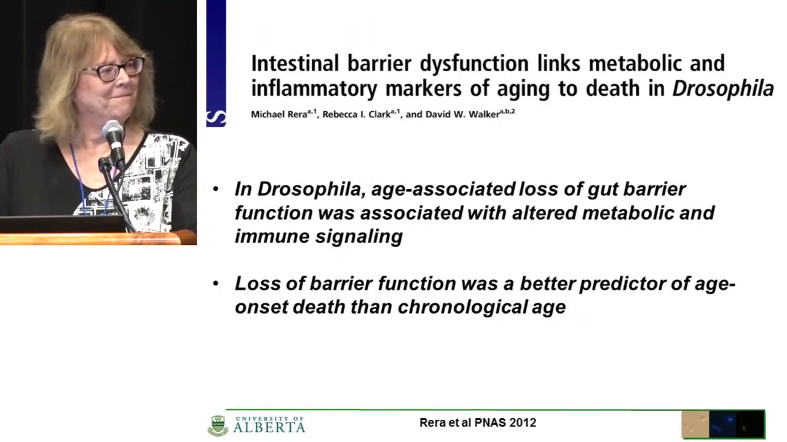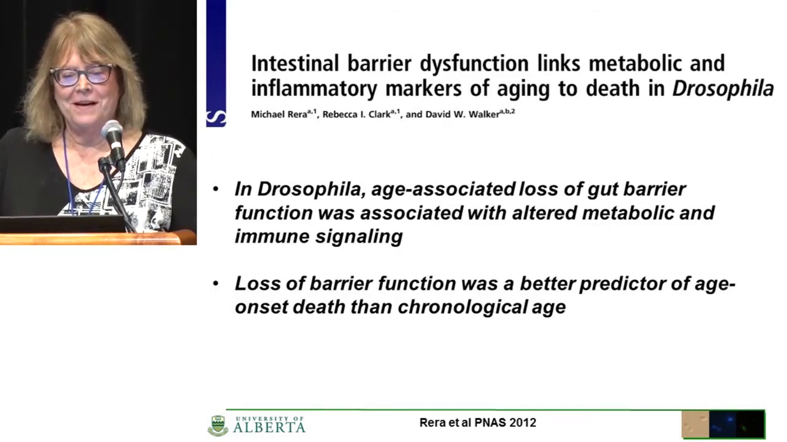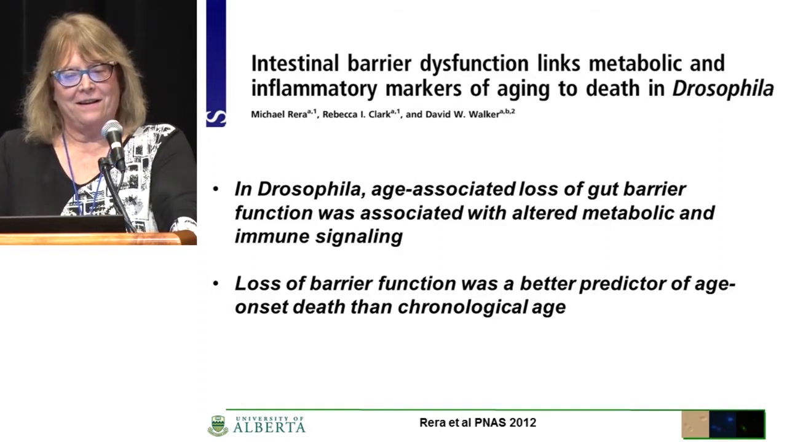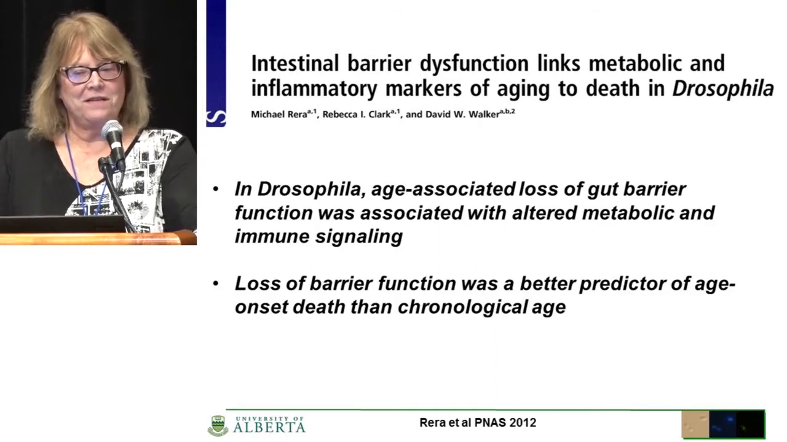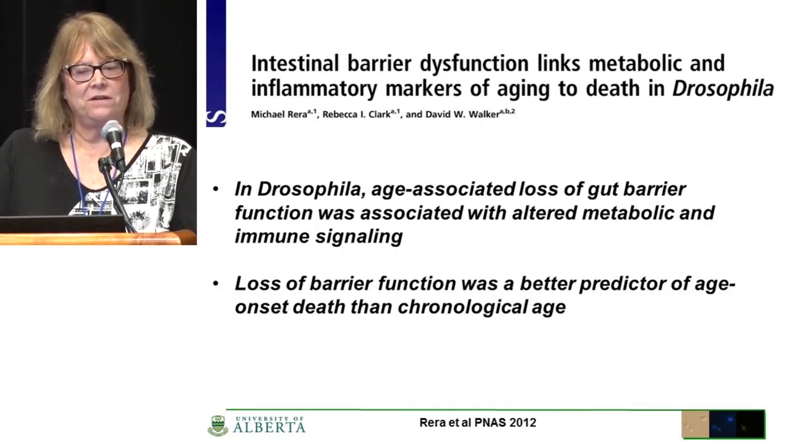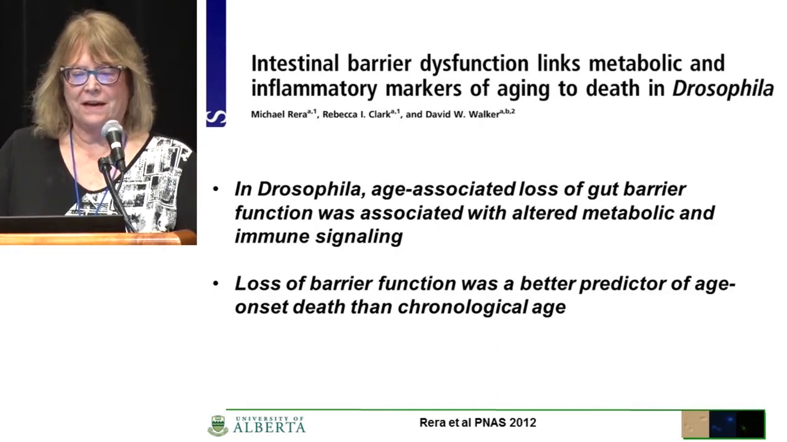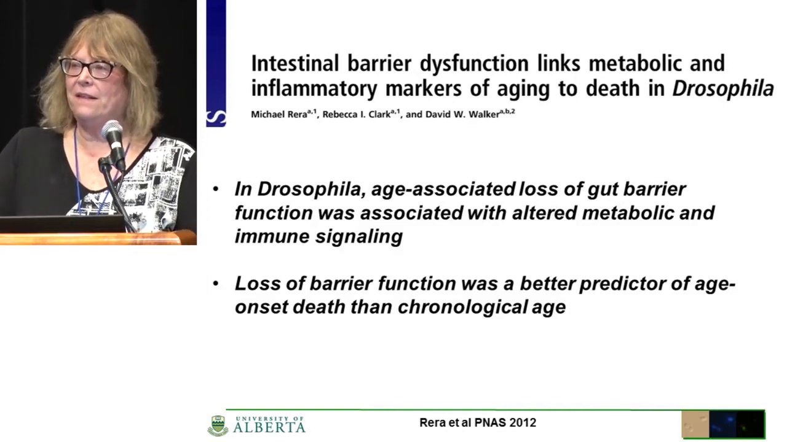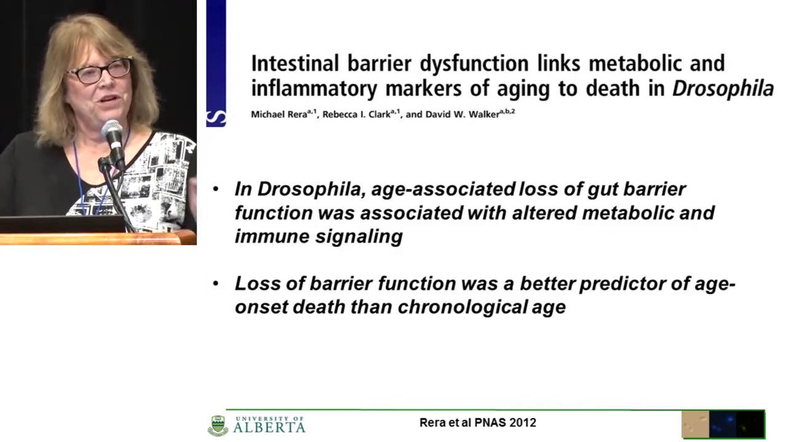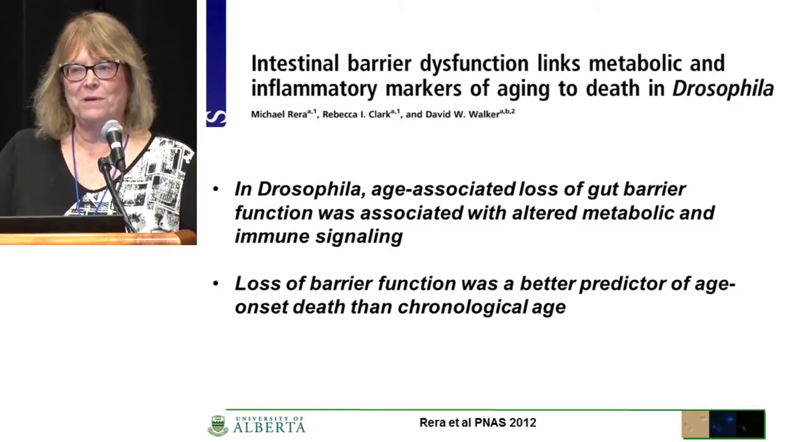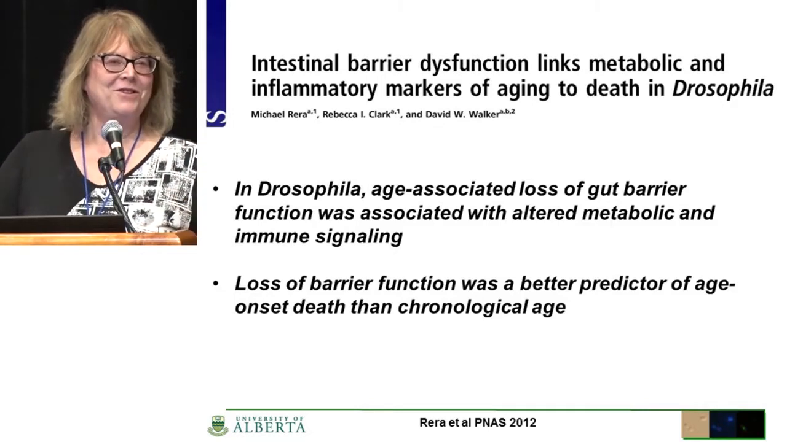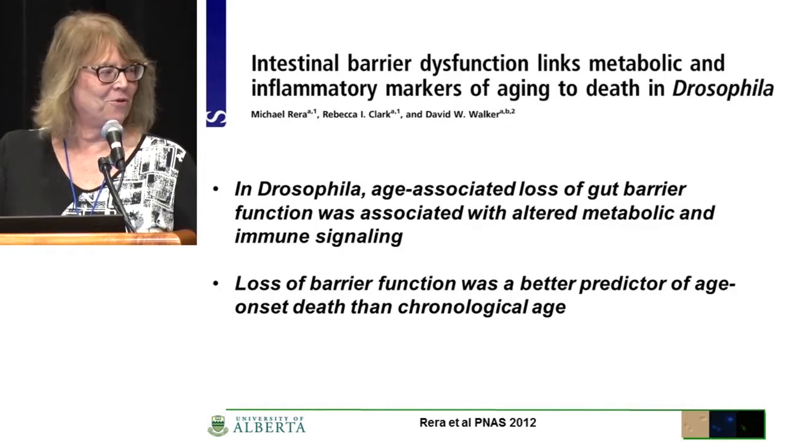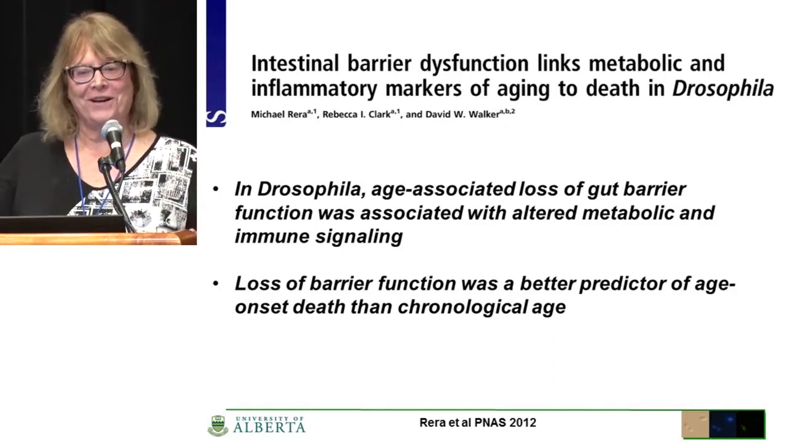Drosophila is a very nice model system. Again, age-associated loss of barrier function was associated with altered metabolic immune signaling, and loss of barrier function was a better predictor of age-onset death than chronological age. So if you can keep your gut from getting permeable, you will have a much better quality of life in your old age. And I think we all care about that.